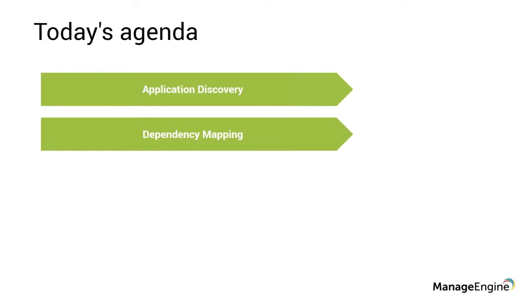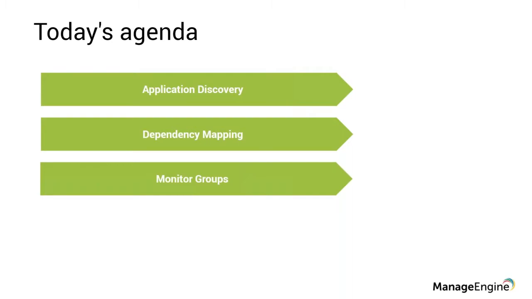Obviously, applications in your network interact with each other and exchange information all the time, and it is important to understand the relationship between these applications, because a fault in one could in turn impact another application that could severely pose a threat to the overall performance of your organization. And further, we will see what monitor groups are and just how important monitor groups are within the application performance monitoring setup.